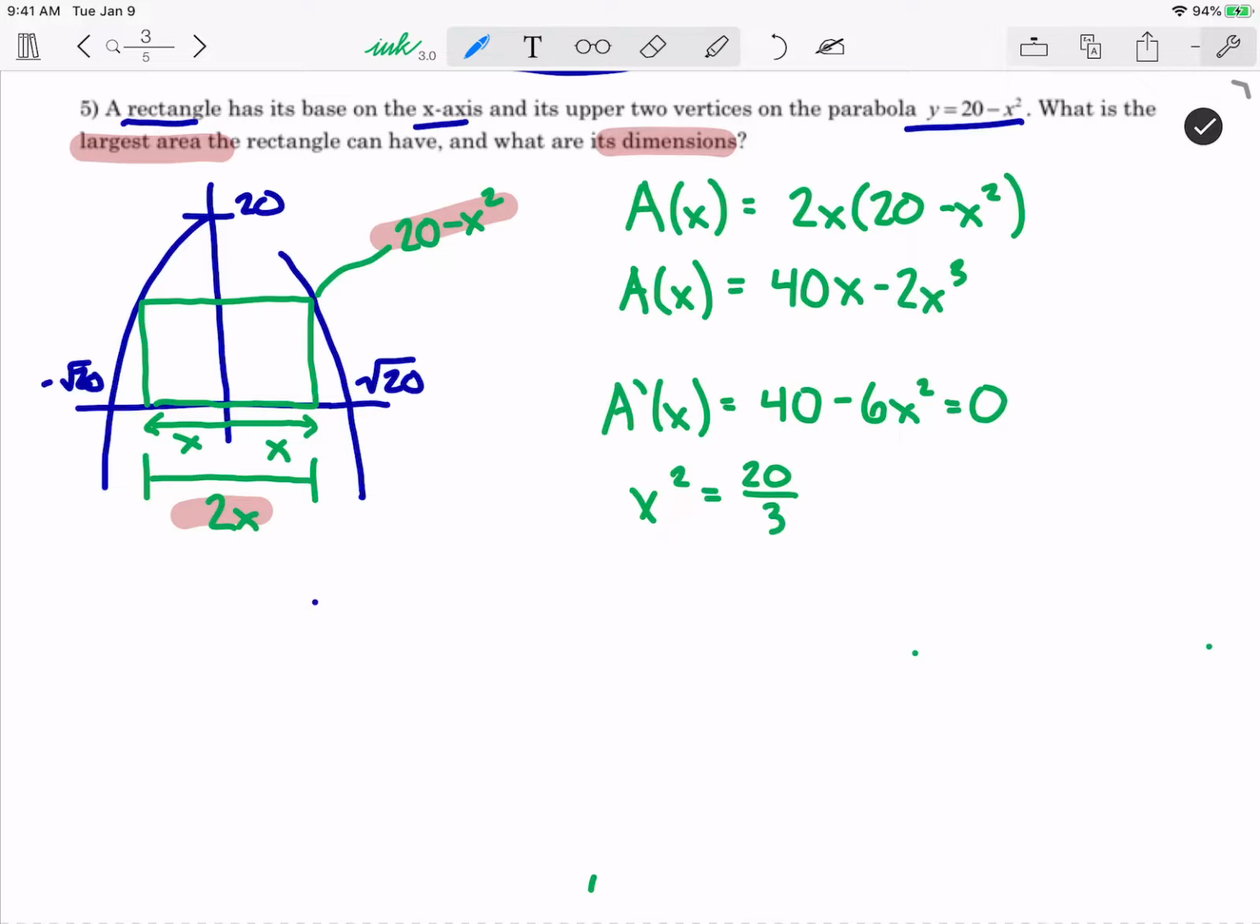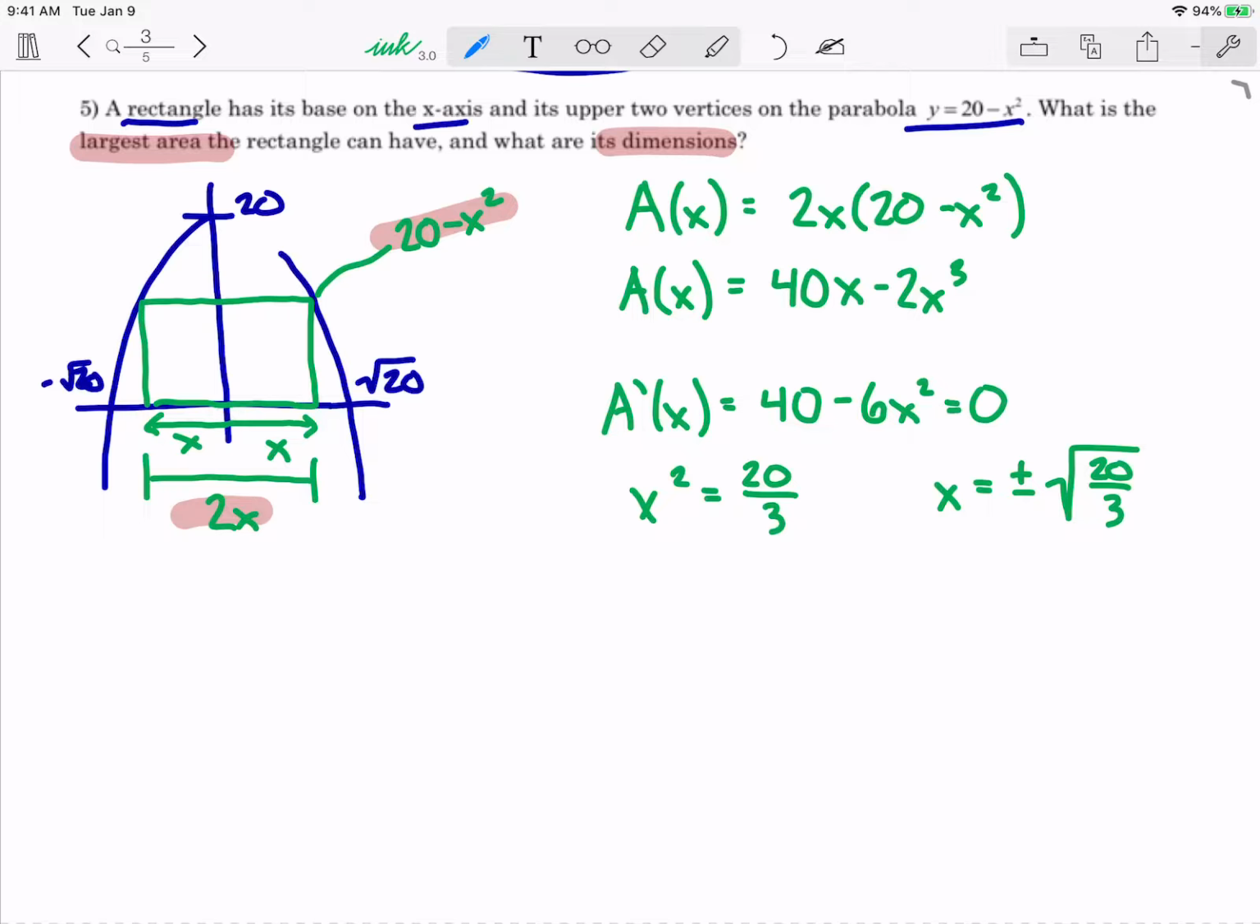So then if you square root both sides, you get plus or minus root 20 thirds. We're just going to go with the positive one because we understand that this is a symmetric problem, and we should take the positive one because when we refer to dimensions, we should also refer to positive lengths, because we won't refer to negative lengths when we measure something. I challenge you to find a ruler with negative numbers on it.